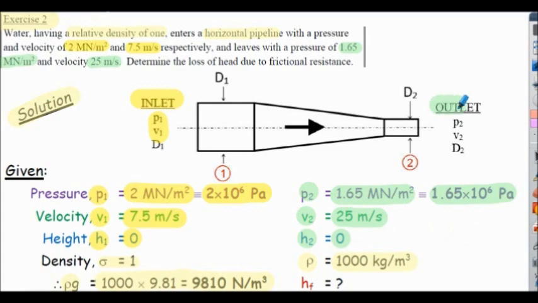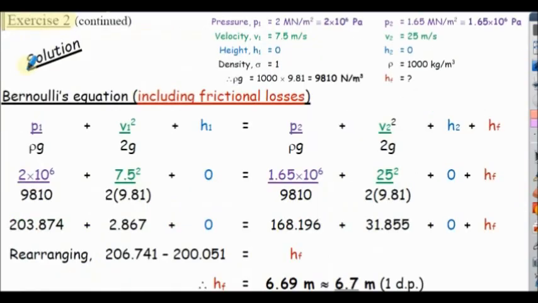So now we have the outlet properties of P2, V2. The question wants us to find HF, the loss of head due to frictional resistance. So now we're just going to put these values into Bernoulli's equation, accounting for friction effects, and rearrange for HF. Solution continued. I just repeated this information from the previous slide purely for convenience.